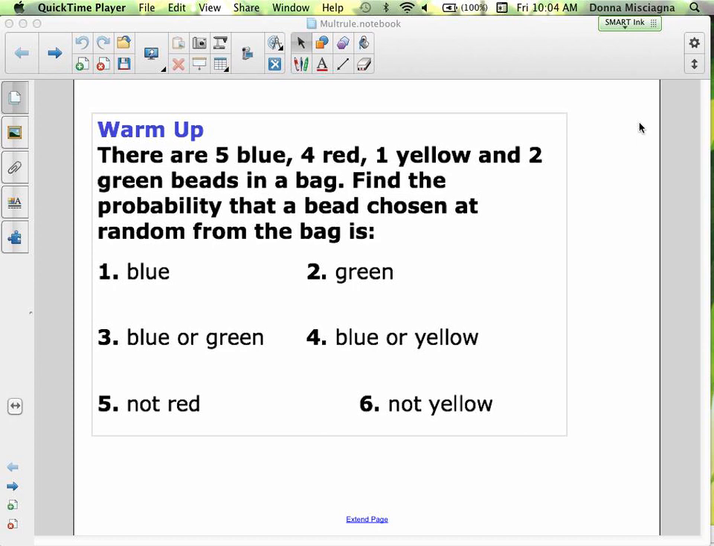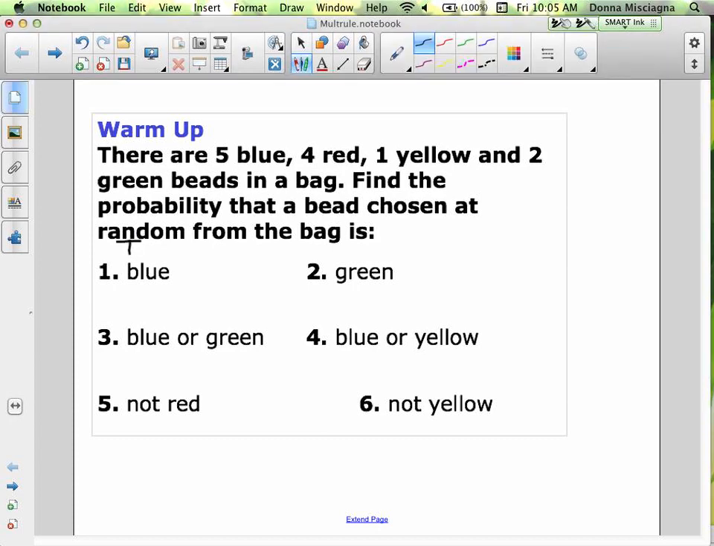There are 5 blue, 4 red, 1 yellow, and 2 green beads in a bag. Find the probability that a bead chosen from the bag is blue. So first of all, class, what's our total number of beads? 12. So that's always good to find your total first.